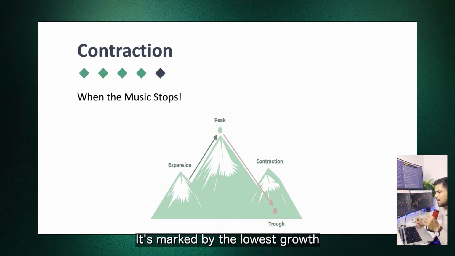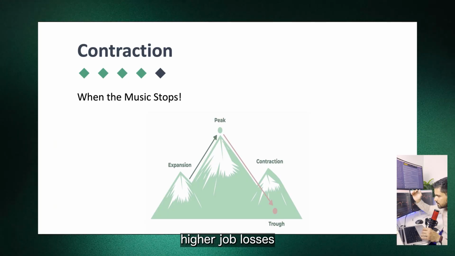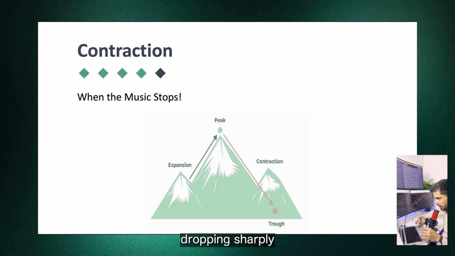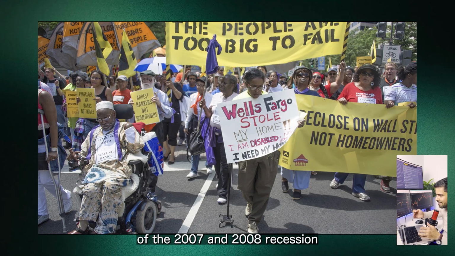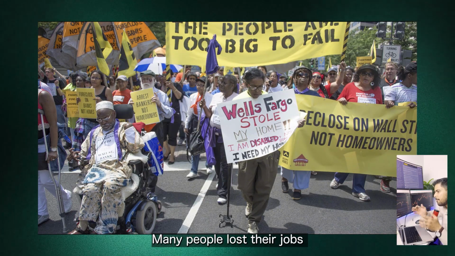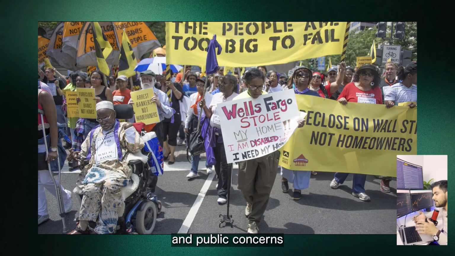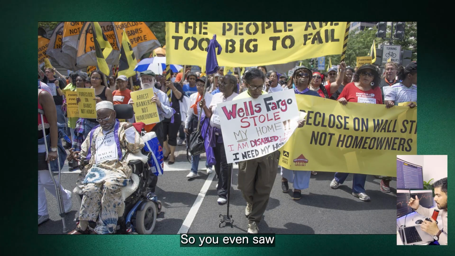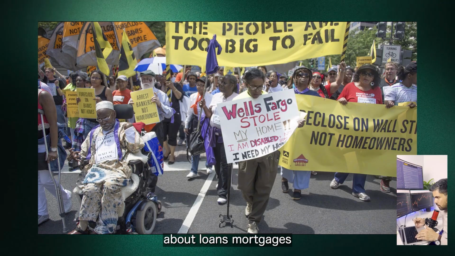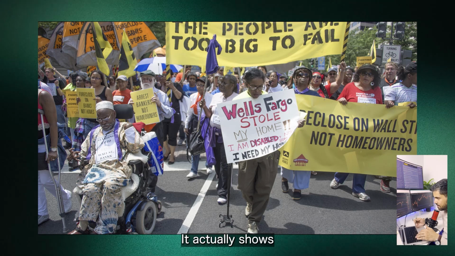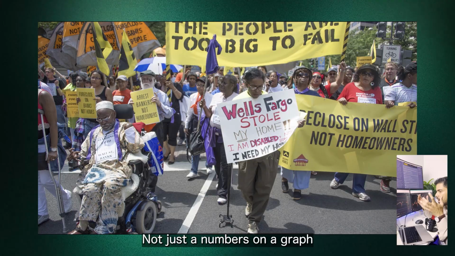It's marked by the lowest growth or even negative growth in the economy, higher job losses, and consumer confidence dropping sharply. Now looking at the next slide, we can see the impact of the 2007 and 2008 recession in the United States. Many people lost their jobs, homes were foreclosed, and public concerns covered the economy. So you even saw people protesting, demanding answers about loans, mortgages, and financial reliefs. It actually shows how harsh the contraction phase can be, not just the numbers on a graph.